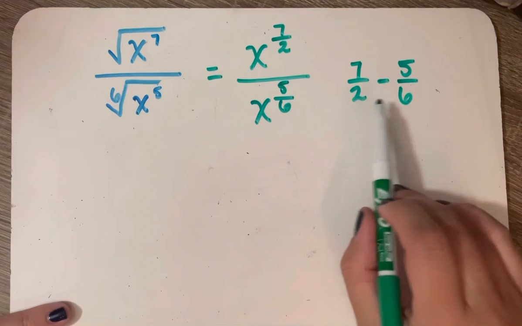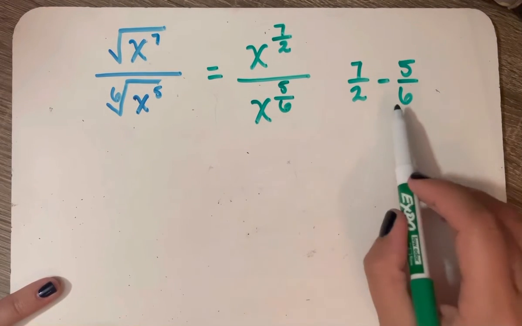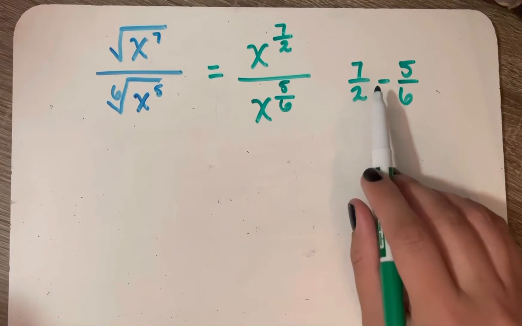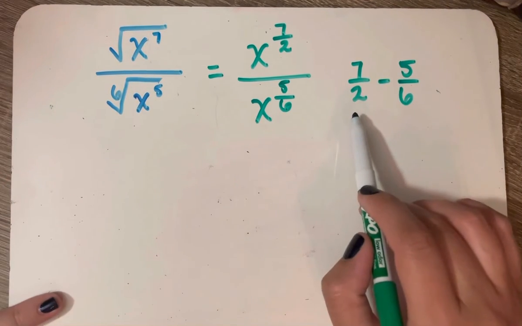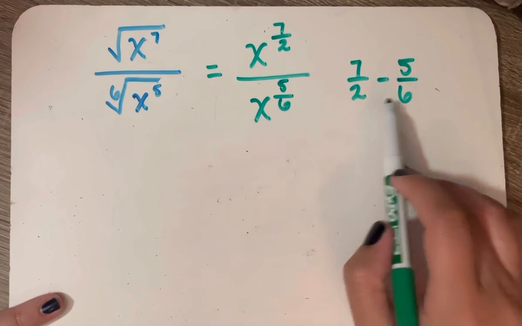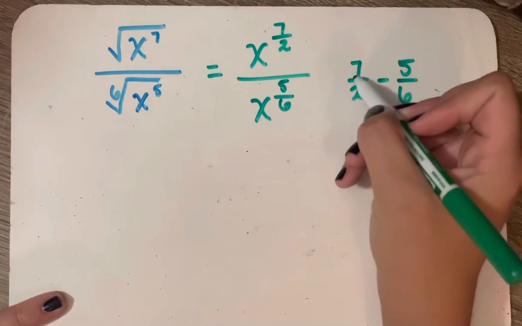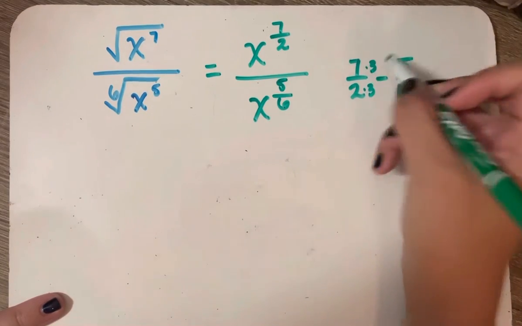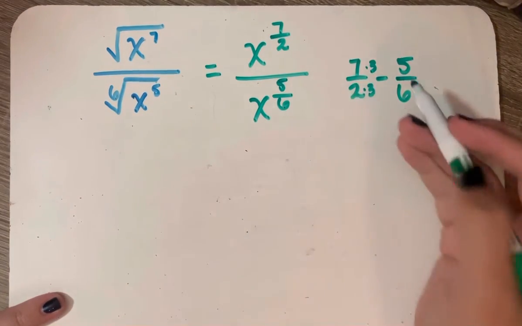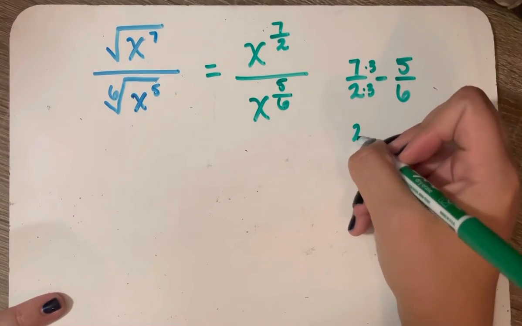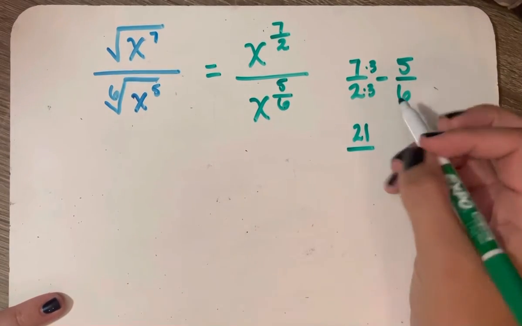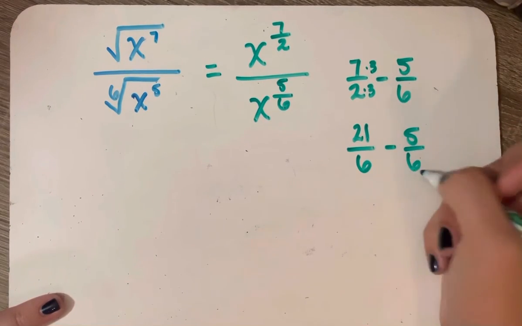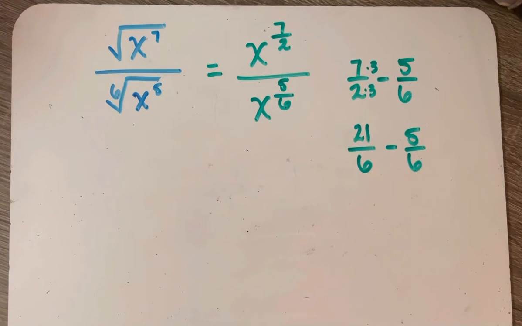I do not have common denominators here, so I need to find one. 6 is a multiple of 2, so that means I can just change 7 over 2. 5/6 can stay as it is, so 6 is going to be my common denominator. So to get to 6, I'm going to multiply both the numerator and the denominator by 3 for this fraction. So 7 times 3 gives me 21. 2 times 3 gives me 6. So 21 over 6 minus 5 over 6. Okay.